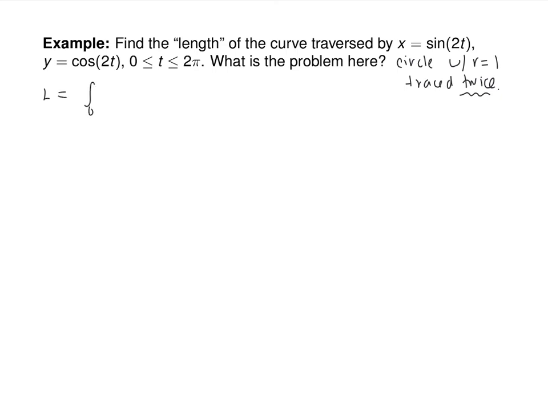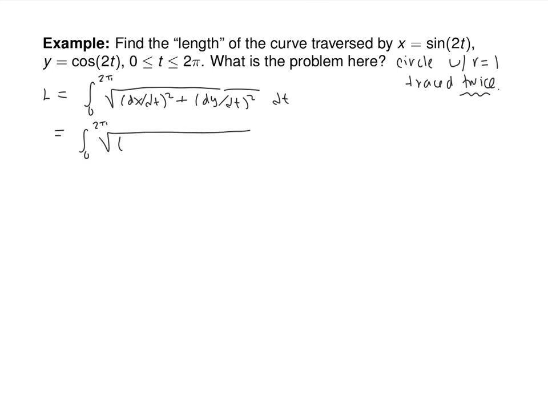So 0 to 2 pi. Dx dt squared plus dy dt squared dt. So 0 to 2 pi. Okay, so don't forget your chain rule. Dx dt is going to be 2 cosine of 2t, that quantity squared, and dy dt will be negative 2 sine of 2t, the quantity squared.